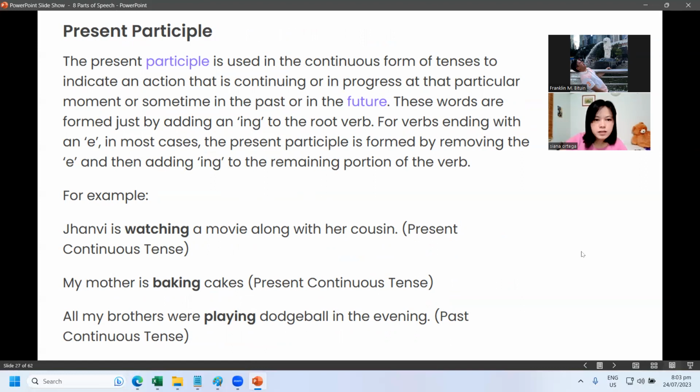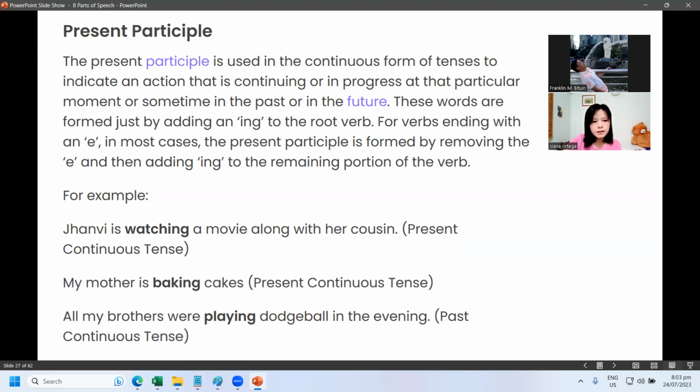Okay, the present participle is used in the continuous forms of tenses to indicate an action that is continuing or in progress at that particular moment, or sometimes in the past or in the future. These words are formed just by adding an ing to the root verb. For verbs ending with an e in most cases, the present participle is formed by removing the e and then adding ing to the remaining portion of the verb. Okay, there you go.